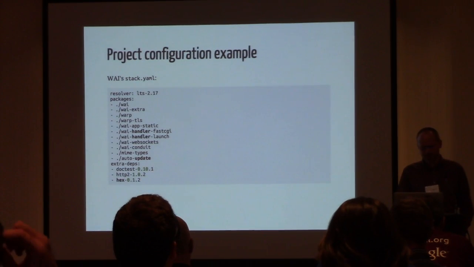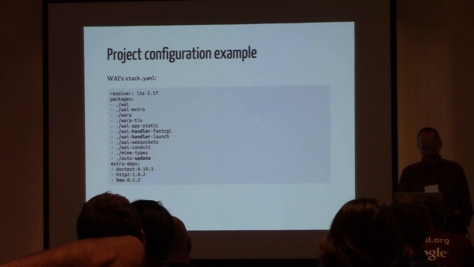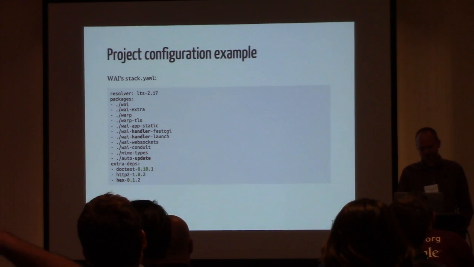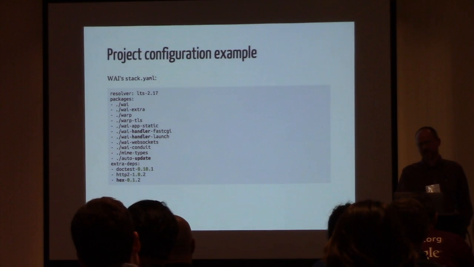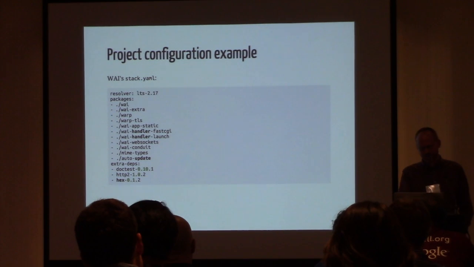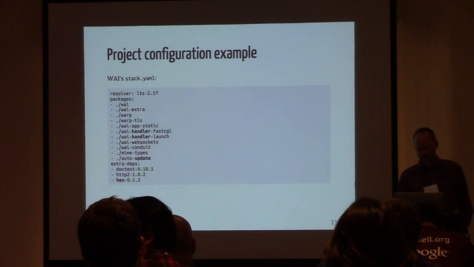So here's an example project configuration. This is the one for Y. This is using the LTS 2.17 snapshot. These are all the packages that are in the Y Git repository, so it's a mega repo. And then here's a few extra dependencies that it needs to build that are not in that particular Stackage snapshot.